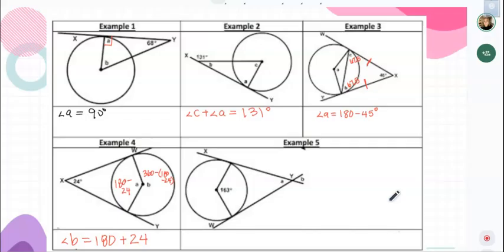And on example 5, I have the angle A is going to be equal to 180 minus 163.